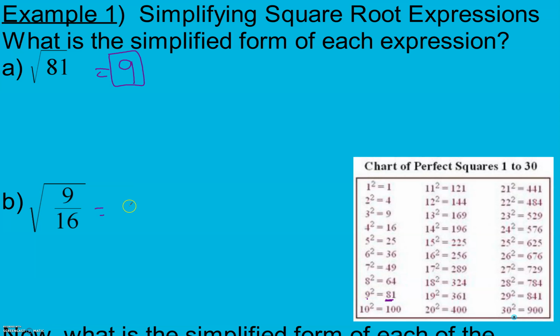In B, we have a fraction, so we're going to treat this as two separate things. We're going to find the square root of 9 and the square root of 16. We're going to find the square root of both. Well, 9 is 3 squared, so the square root of 9 is 3. And 16 is 4 squared, so the square root of 16 is 4. Again, remember, A squared equals B, so the square root of B is A. 4 squared equals 16, so the square root of 16 is 4.